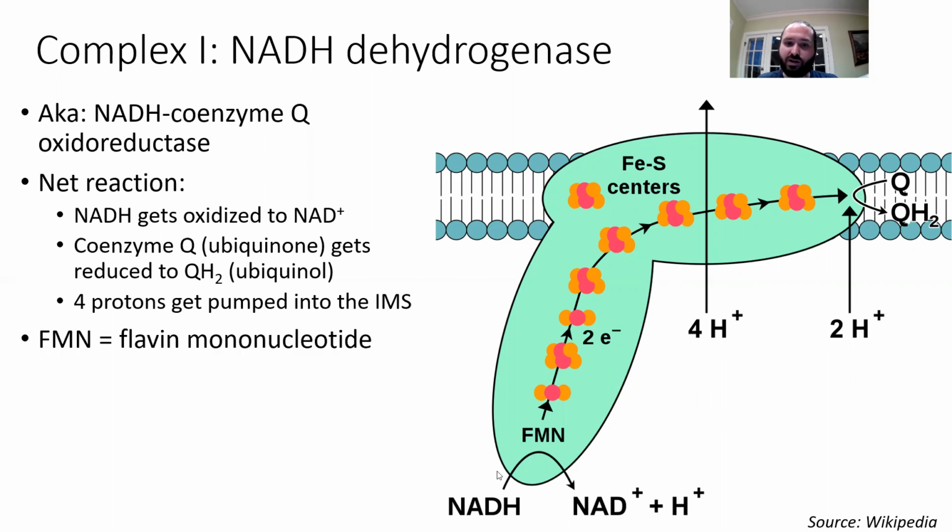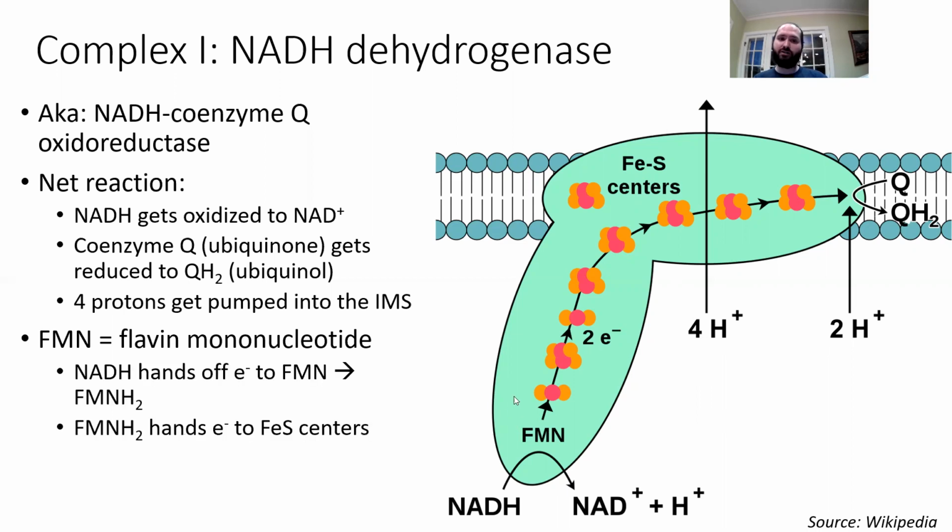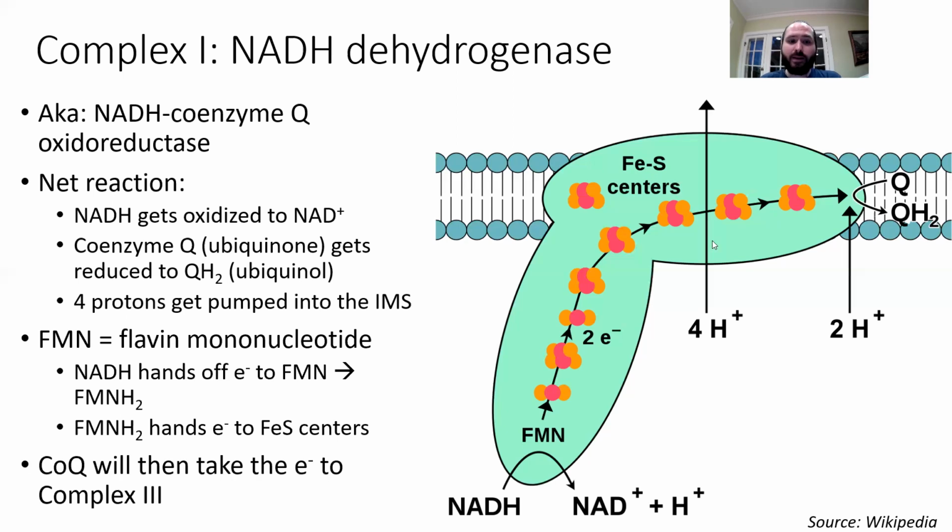NADH will first hand its electrons to FMN, which is flavin mononucleotide, so similar to FADH2 but different. FMN will then hand off electrons to iron sulfur centers. Don't worry about iron sulfur centers, they're super boring. It's just iron alternating between different oxidation states and being coordinated by sulfur. And then lastly, coenzyme Q will take the electrons over to complex 3. Any questions on NADH dehydrogenase, complex 1?